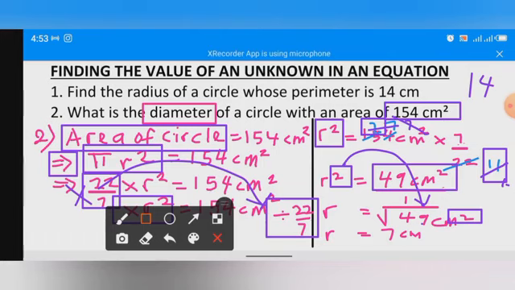So what's going to be the diameter? We said that the diameter is twice the radius, 2 times radius. So it means that our diameter is going to be 14 centimeters. Okay, so our diameter is 14 centimeters.